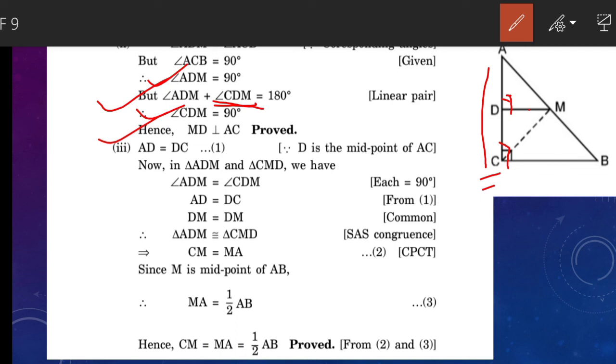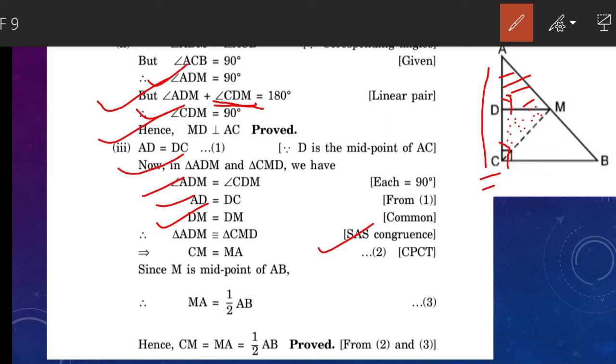And the last one is we need to prove CM is equal to MA is equal to half of AB. For this, we already have AD is equal to CD since D is a midpoint. Now we will consider the triangle ADM, this shaded triangle, and CMD, this dotted triangle. So here AD is equal to CD, angle ADM is equal to angle CDM, both are 90, and DM is a common side. So by the side angle side congruency rule, these two triangles are congruent to each other.